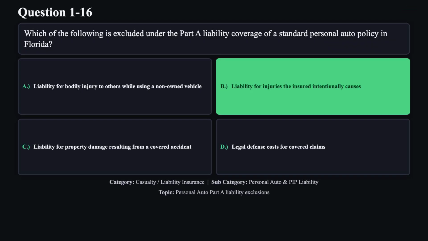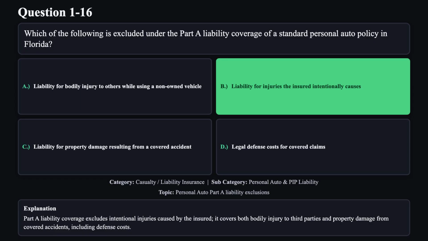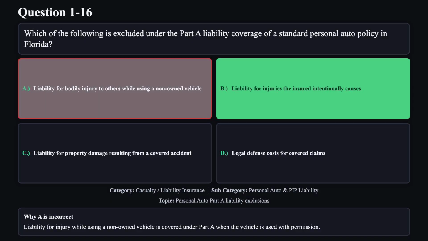The correct answer is B. Part A liability coverage excludes intentional injuries caused by the insured. It covers both bodily injury to third parties and property damage from covered accidents, including defense costs. Reason A is not correct. Liability for injury while using a non-owned vehicle is covered under Part A when the vehicle is used with permission.